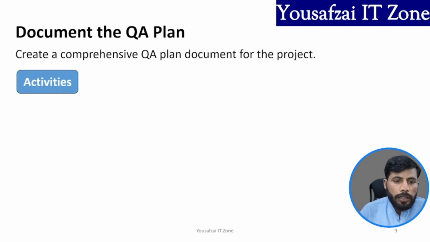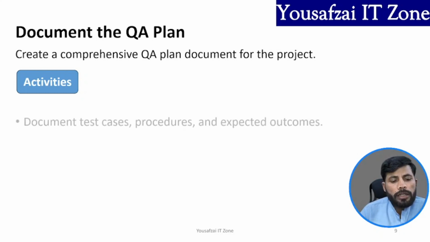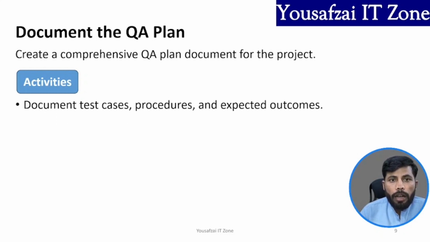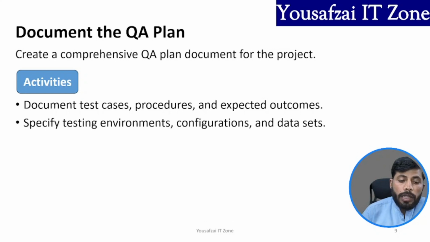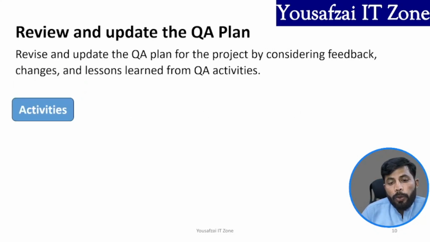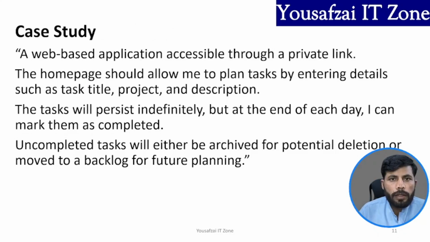In the next section, document the QA plan. Create a comprehensive QA plan document for your project. The activities in this phase are documenting test cases, procedures, and expected outcomes. Specify the testing environment, configuration, and data sets. The last section is to review and update the QA plan.